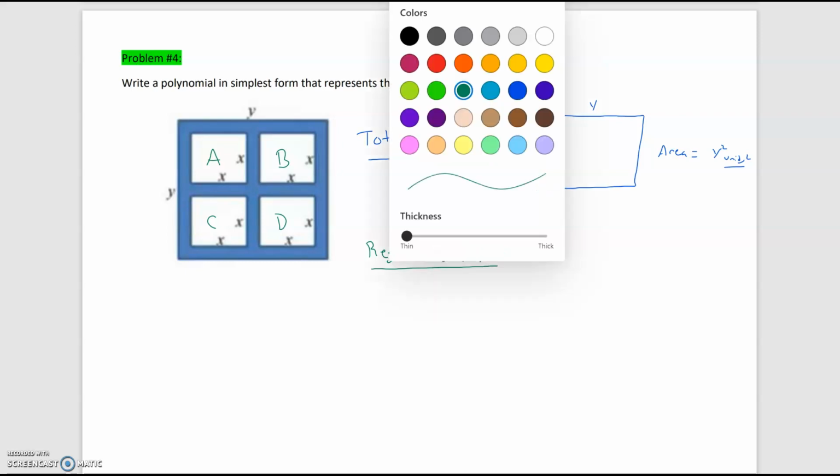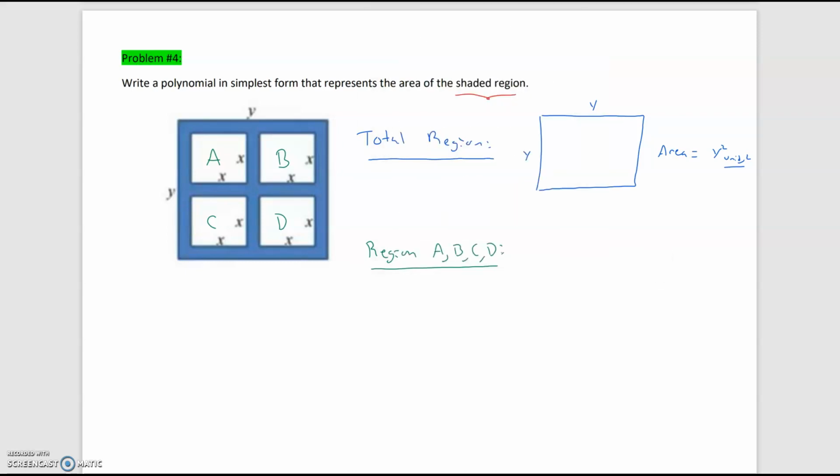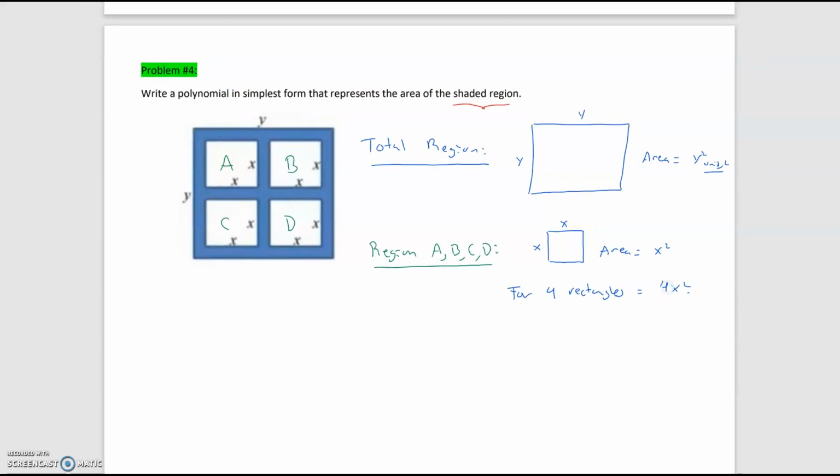All of these are rectangles. Actually, they're squares of the same size. So the size of these are going to be x and x. So the area is equal to x squared. But for the 4 pieces, we're going to get 4x squared. Okay, and the 4x squared represents the sum of the area of all the squares that I wrote as A, B, C, and D.